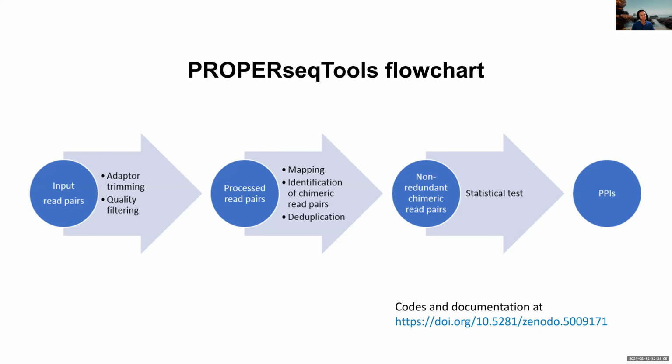They typically do not map to the same part of the genome. They can map to different chromosomes. The tools then deduplicate and remove duplicate sequences, and identify gene pairs that are supported by a sufficiently large number of read pairs through a statistical test. So this is an association test, and then we identify the protein-protein interactions. This code base is deposited at the following DOI.